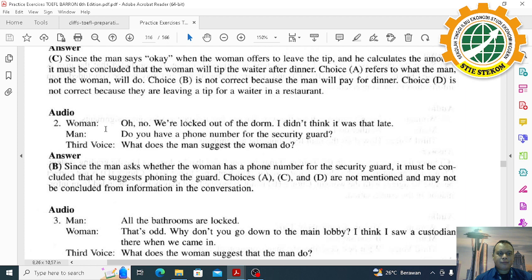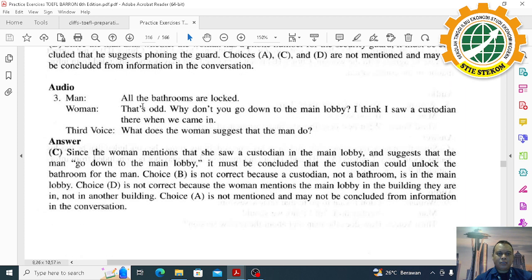Number 3. All the bathrooms are locked. That's odd. Why don't you go down to the main lobby? I think I saw a custodian there when we came in. Yeah. Okay.